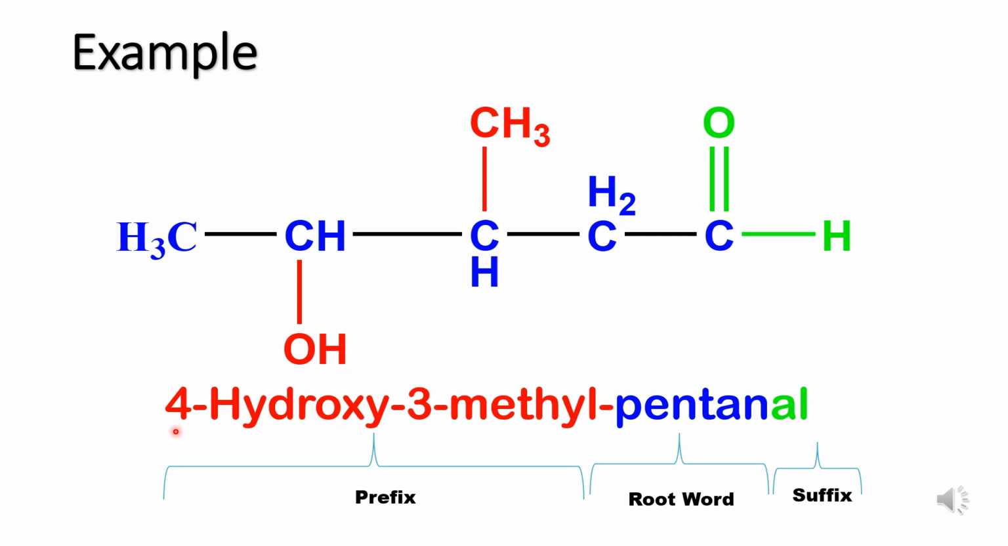And next, red color is indicating the prefix. So here you can see 4-hydroxy 3-methyl, the hydroxy group at the 4th position and the methyl group present at the 3rd position, which indicate the prefix word. And the last one, suffix, which is indicated by the -al. It is the name given to the aldehyde group. You can see the oxygen and the hydrogen with carbon are labeled in green color. So all these three components, prefix, root word and suffix, are the compulsory part of any IUPAC nomenclature.